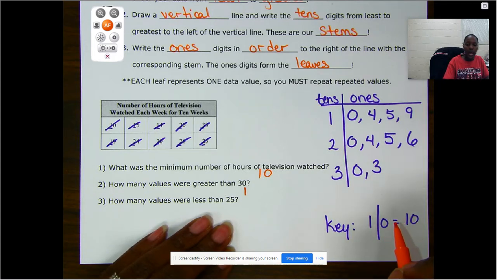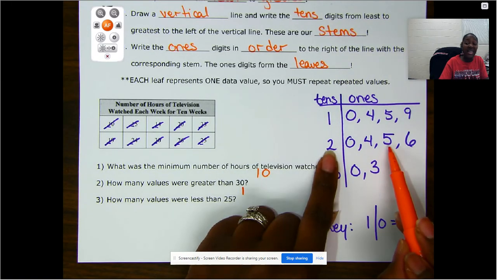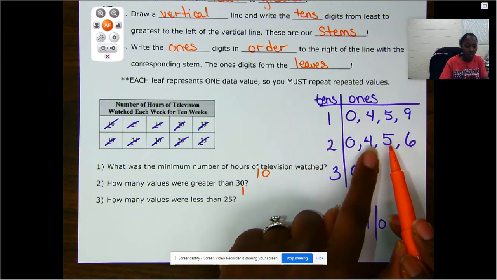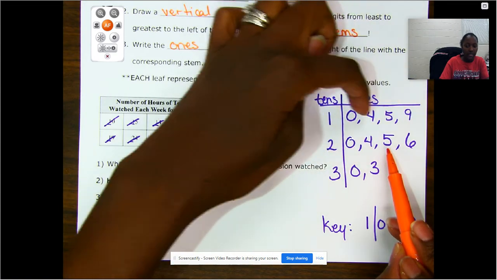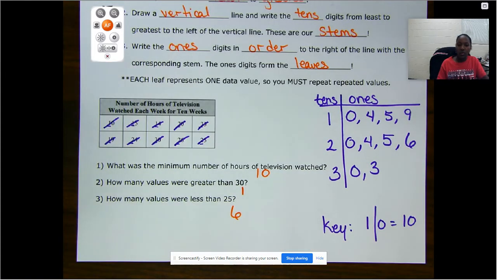Last question for this one. How many values were less than 25? All right, so here's our 25, but they said less than 25. So we want all the numbers that are going this way, right? So let's count. 1, 2, 3, 4, 5, 6. We have 6 numbers that were less than 25.